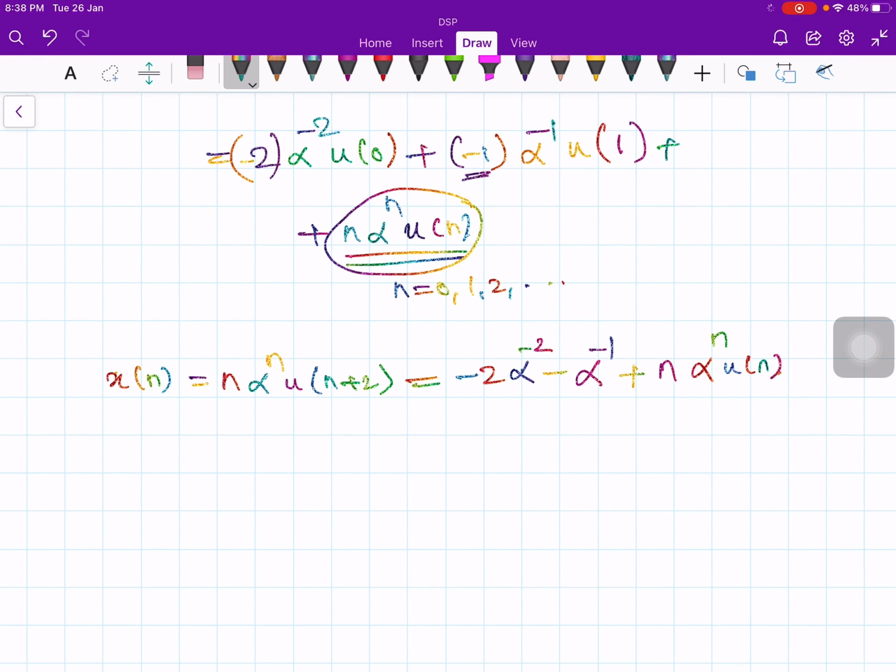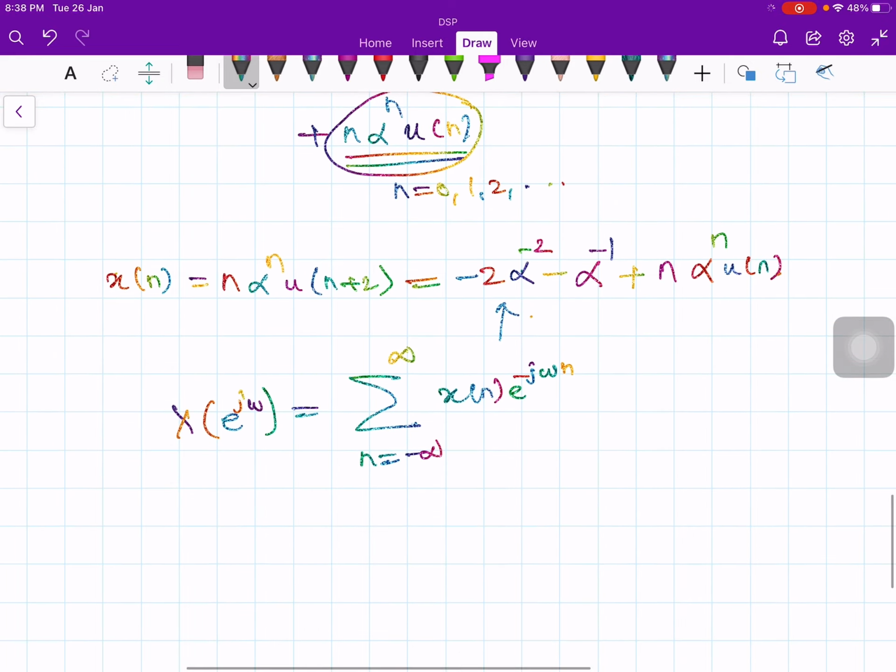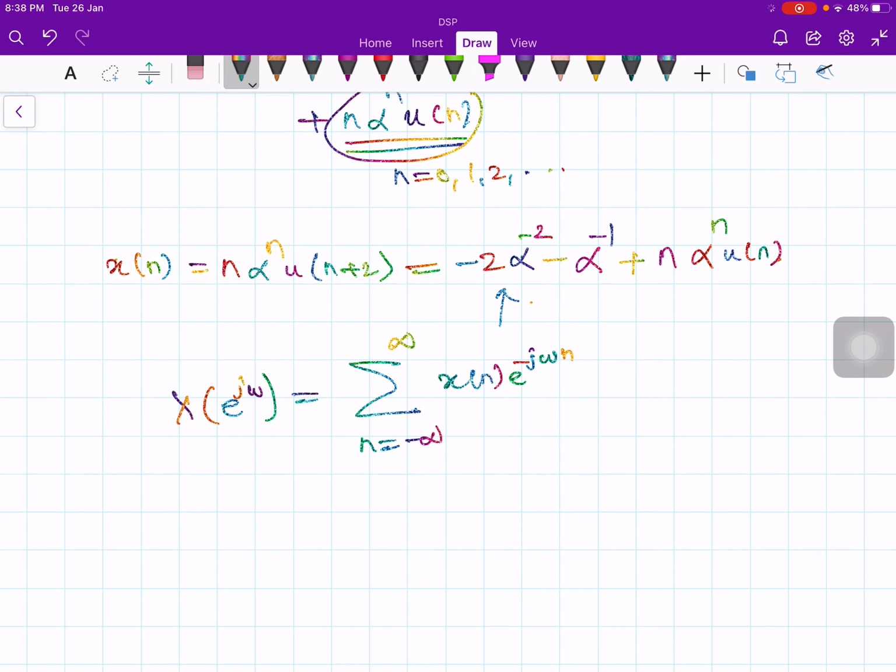Now you can take the Fourier transform very easily. Okay, now you take the discrete time Fourier transform term by term. Therefore x of e to the j omega is, now you can apply the formula, n is equal to minus infinity to plus infinity x of n e to the minus j omega n. Now in this summation I have the term at n is equal to minus 2, right, and this one is n is equal to minus 1, right.